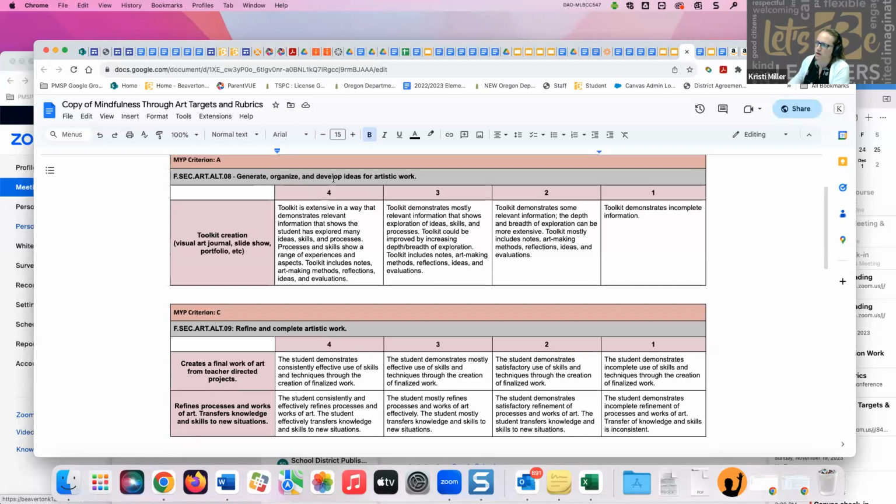They're going to generate, organize, and develop ideas. And there's only one piece really that goes with this learning target, according to this teacher, and that's the toolkit creation. It's really their portfolio. Here's the description of what that should look like in their learning progression.